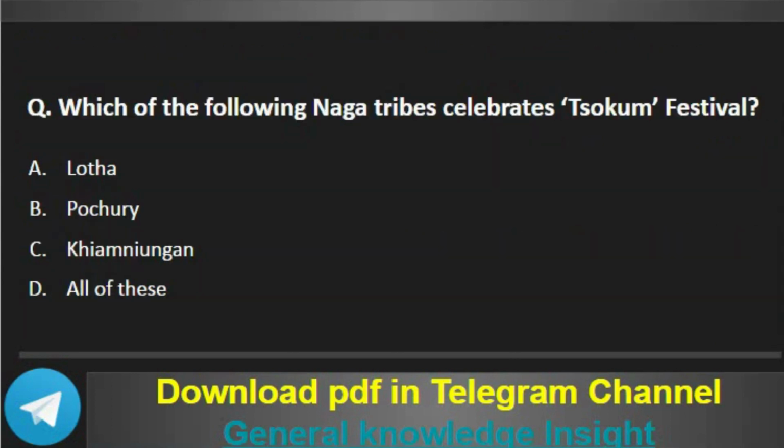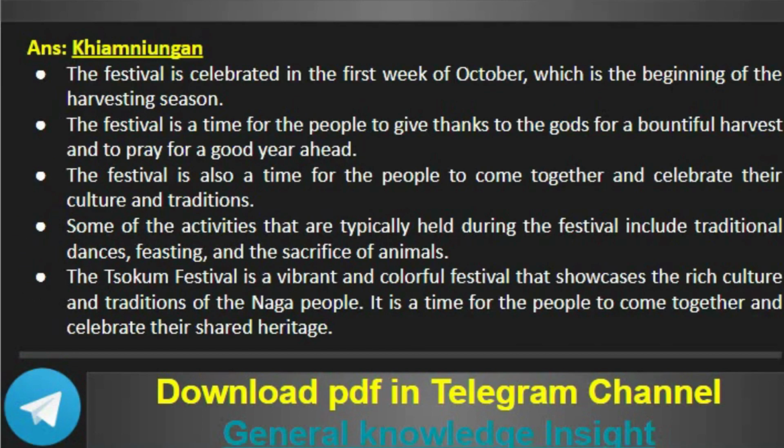Next question. Which of the following Naga tribe celebrates Tropic Festival? Here, correct answer is option C, Kemenyungan. Here, the festival is celebrated in the first week of October, which is the beginning of the harvesting season.